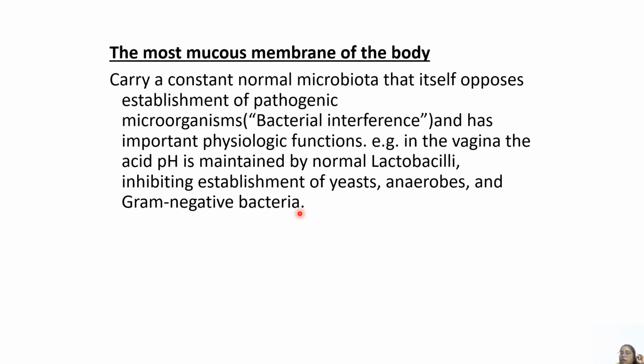Now, a constant normal microbiota that itself opposes establishment of pathogenic microorganisms is called bacterial interference, and has important physiological functions. For example, in the vagina, the acidic pH is maintained by normal lactobacilli. So it's a bacteria, but it's helping you maintain your acidic pH so as to stop any other pathogenic bacteria from coming. Okay. So it inhibits the establishment of yeast infection, anaerobes and gram-negative bacteria.